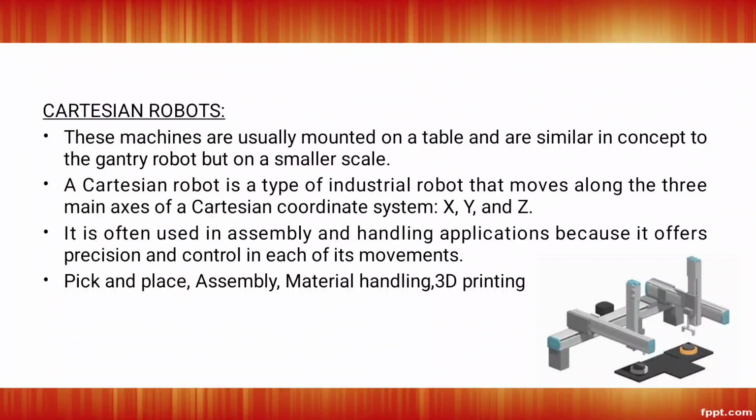Next is Cartesian robot. These machines are usually mounted on a table and it is similar to the gantry robot. It is a type of industrial robot that moves along the three main axes of the Cartesian coordinate system, that is X, Y and Z. It is mainly used in assembly and handling applications because it offers more precision and control in each movement. Other applications include pick and place, assembly, material handling, 3D printing, etc.